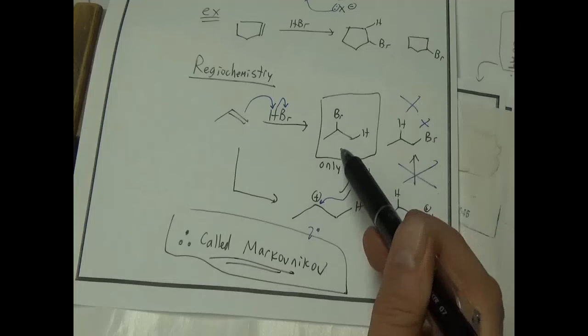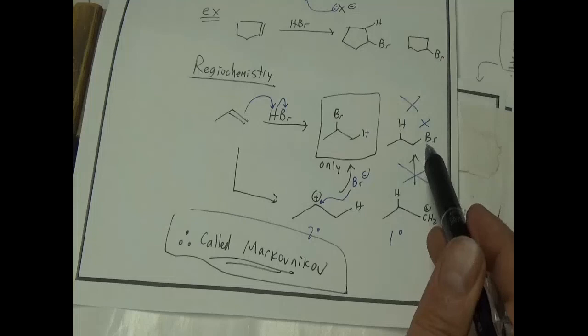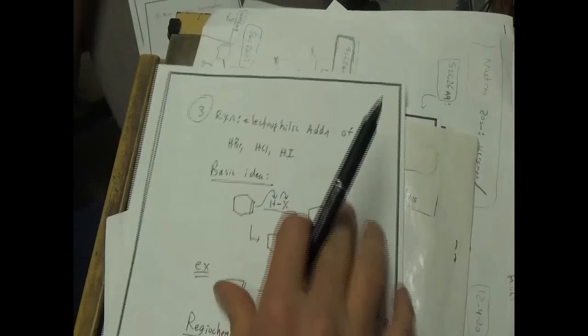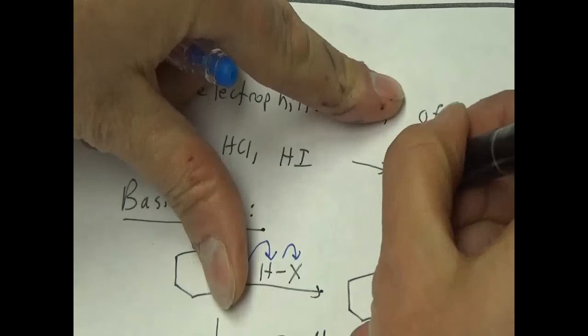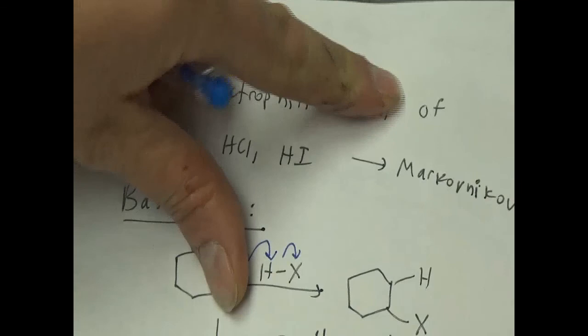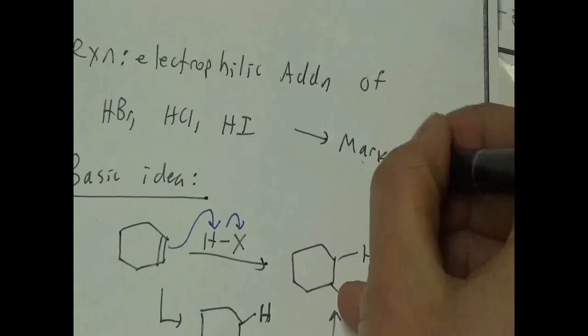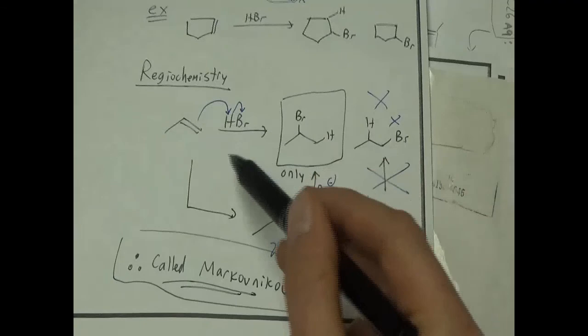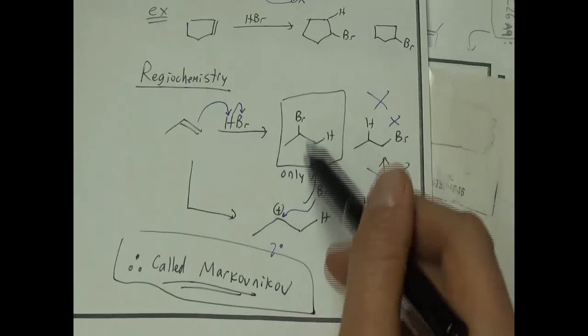This one that's not formed would be called anti-Markovnikov, right? Markovnikov, anti-Markovnikov. And so this electrophilic addition of HBr, HCl, HI is always going to be Markovnikov. Sometimes I just abbreviate it Markov. The reason that's interesting is later we'll learn a way that actually makes anti-Markovnikov. For now though, all you know is Markovnikov. HBr, HCl, HI, they all make the Markovnikov product. Okay? All right, cool. That's it for this lecture.